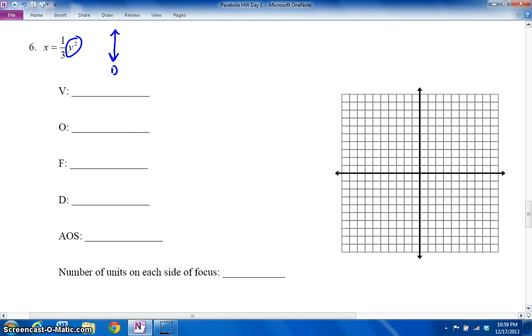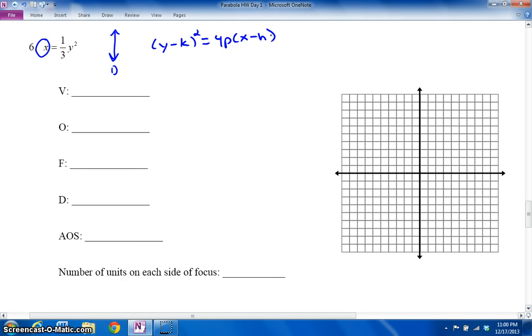Now, to determine that, we need to know where our 4p is. And the 4p is usually in front of the term that is not squared. In this case, the x is by itself. So let's look at what this is going to be. We have the equation (y minus k) squared equals 4p times (x minus h). Okay, it's our standard equation for a parabola that opens from left to right.